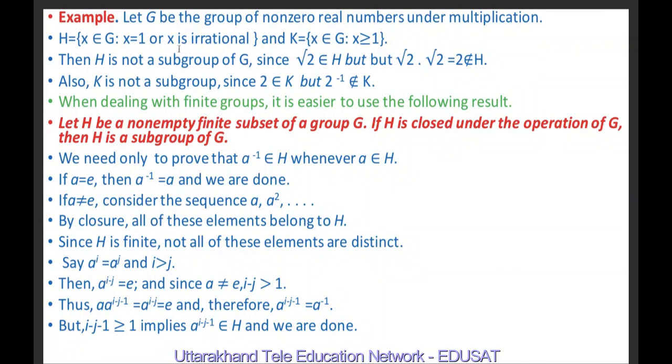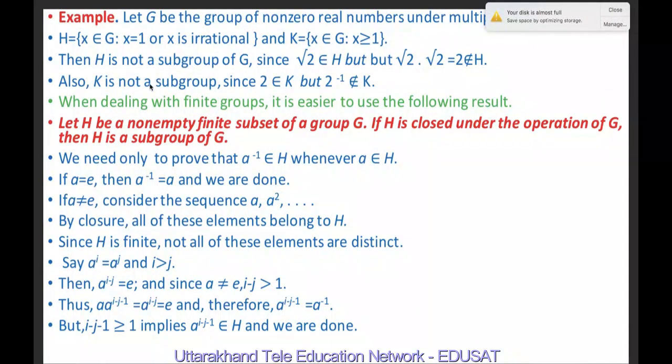H is the set of elements for which X equals 1 or X is irrational. So root 2 belongs to H because it is irrational. But root 2 times root 2 is equal to 2. But 2 does not belong to H because it consists of either 1 or irrational numbers. So 2 does not belong to H. It means the closure axiom is not satisfied by the elements of H. So H is not a subgroup of G.